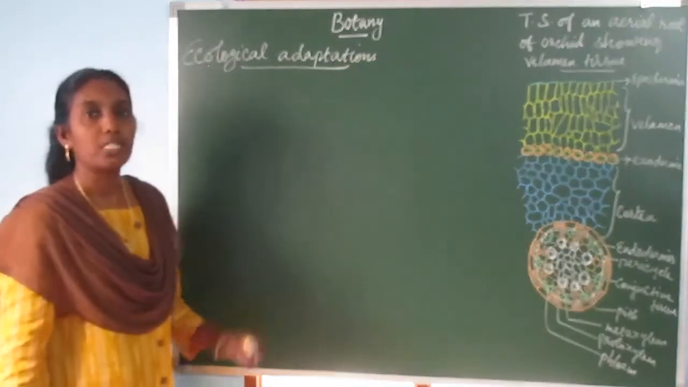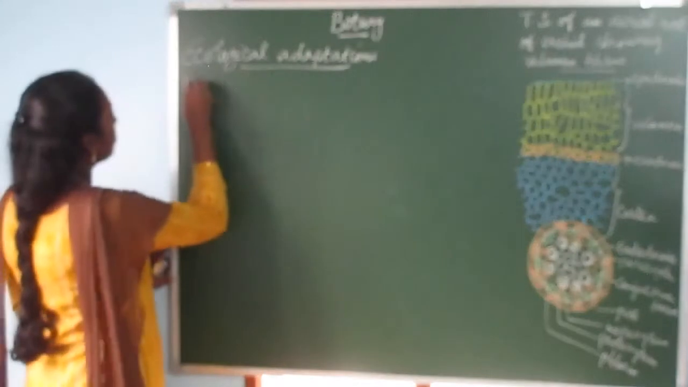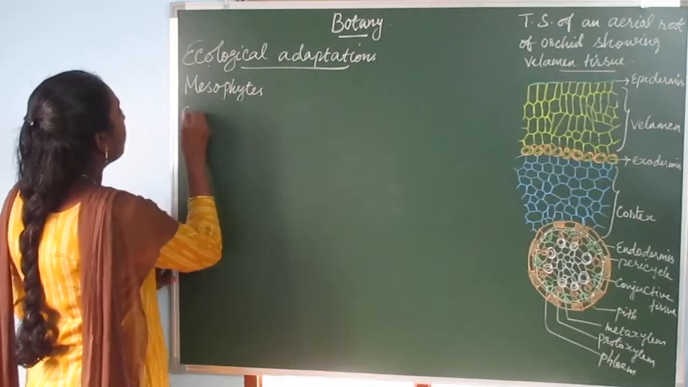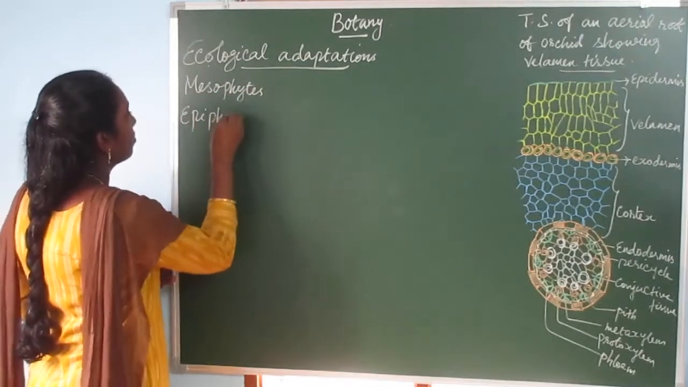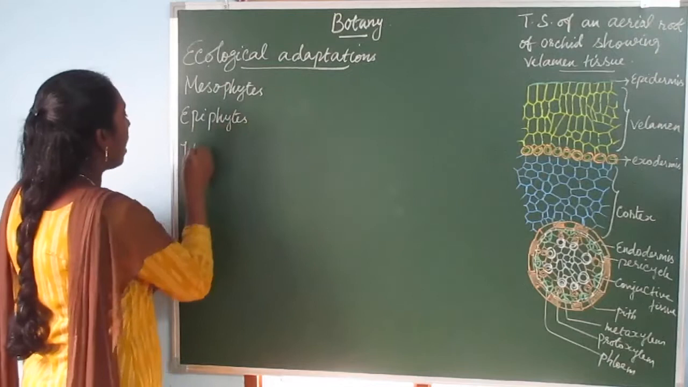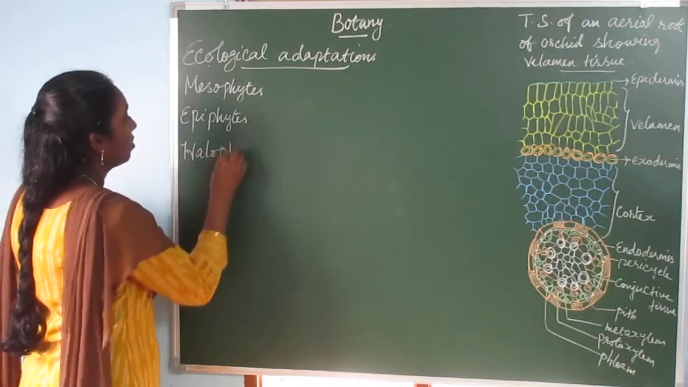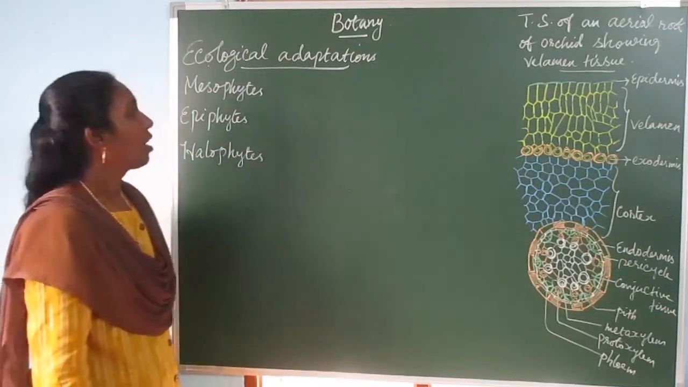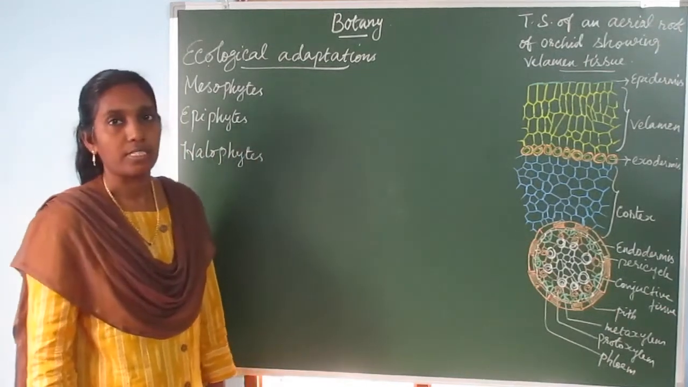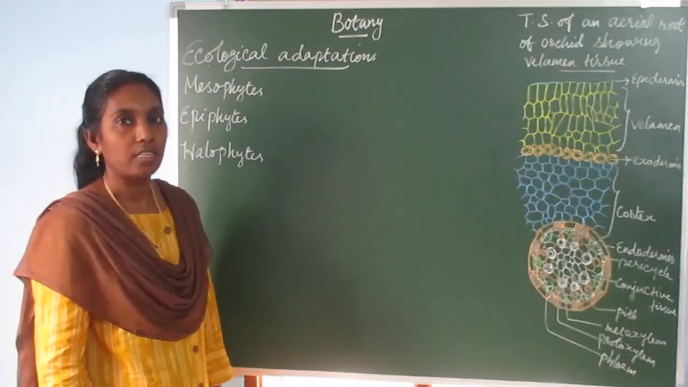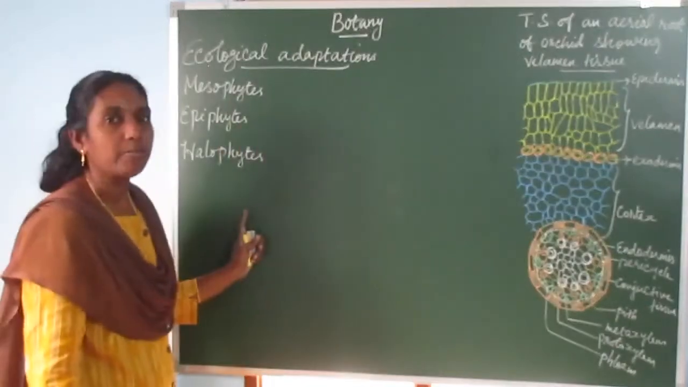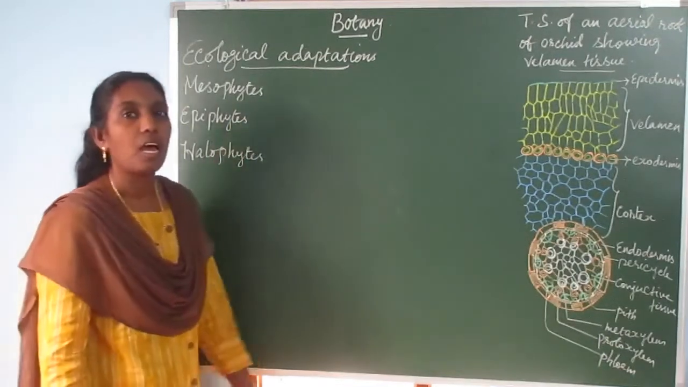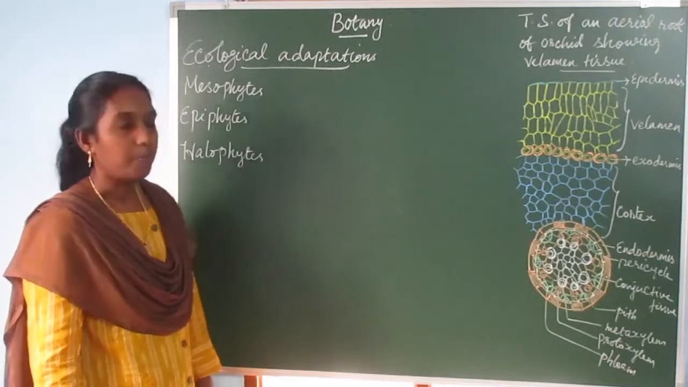Let's discuss mesophytes, epiphytes and halophytes today. Previously you learned hydrophytes and xerophytes. There are different adaptations seen in different types of plants. Mesophytes, epiphytes and halophytes. What are called mesophytes?